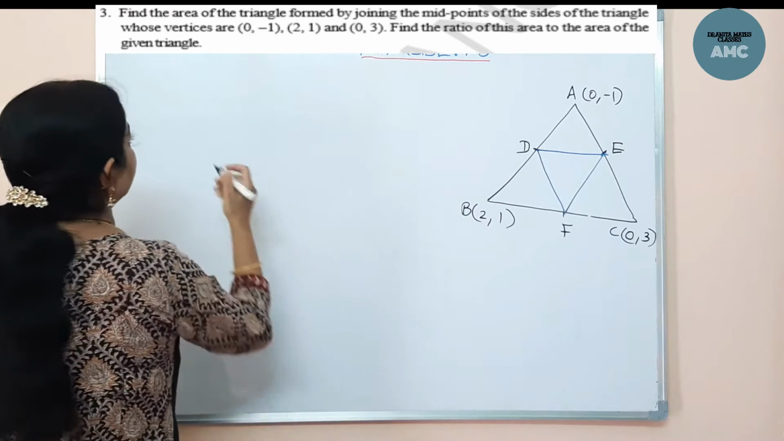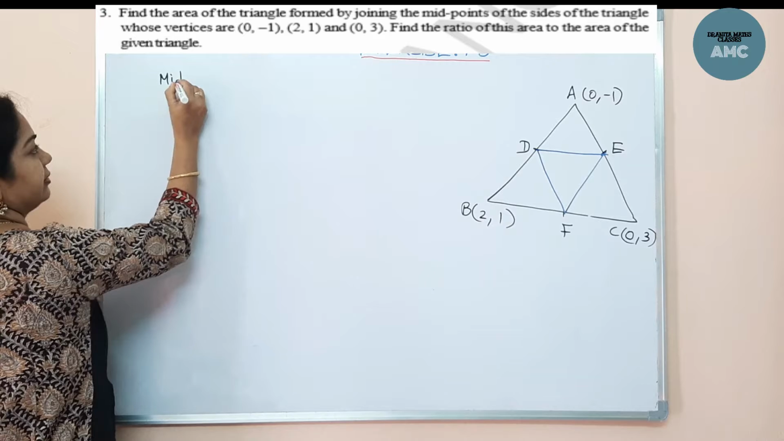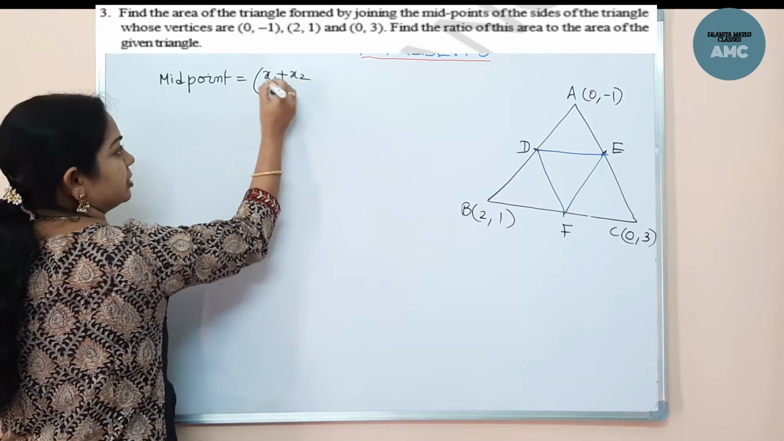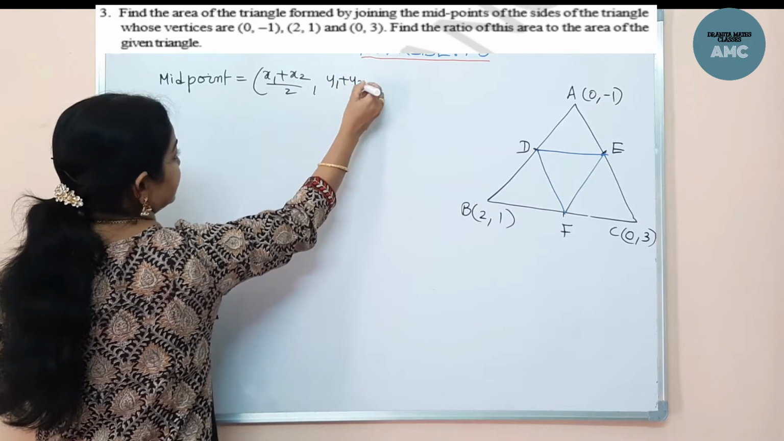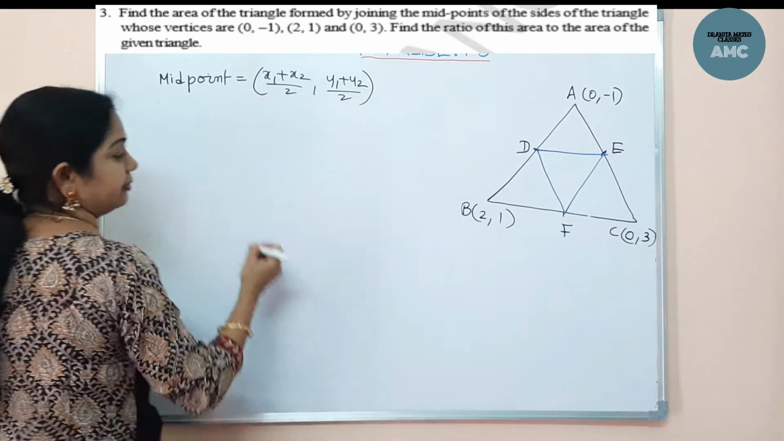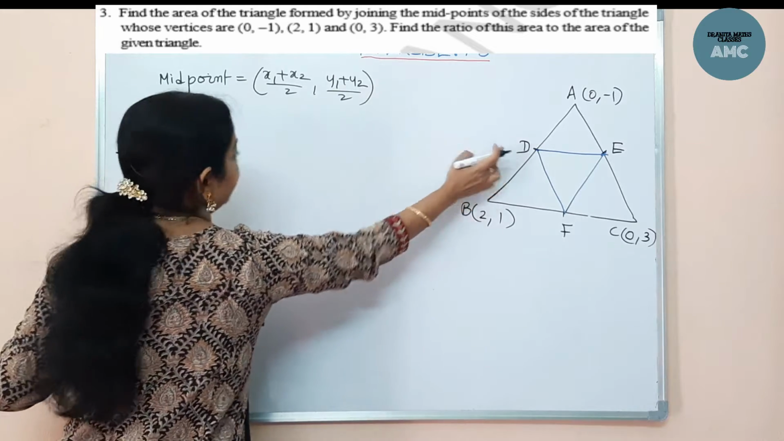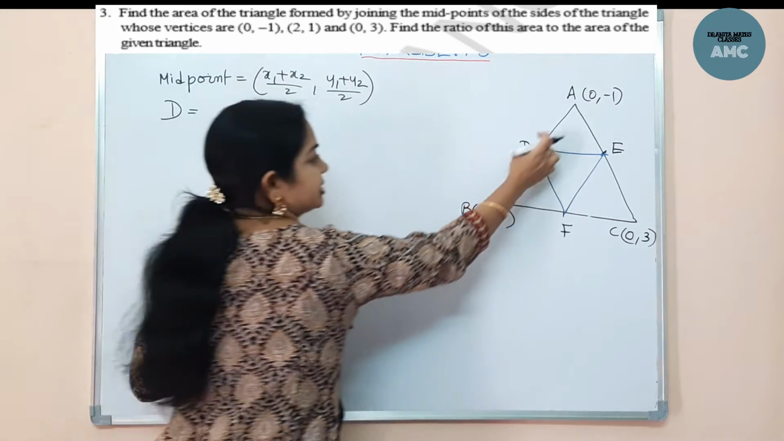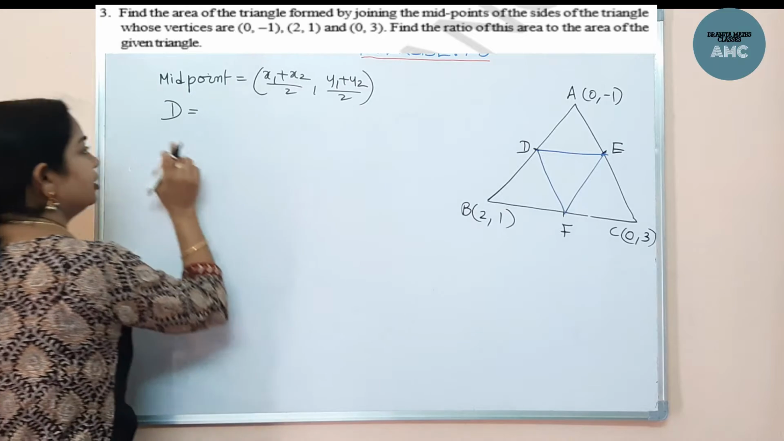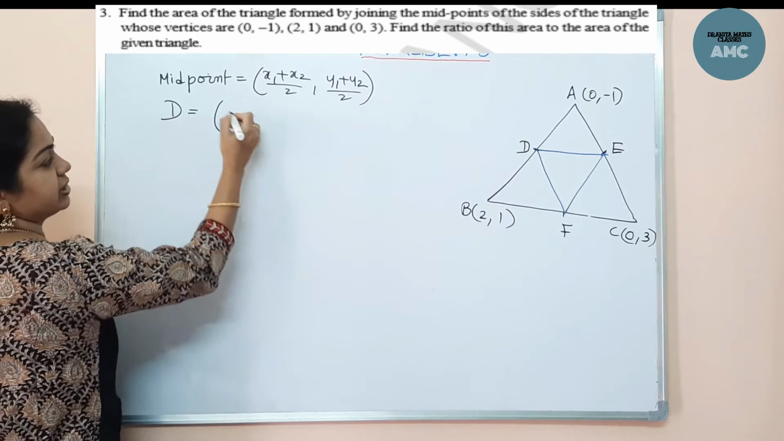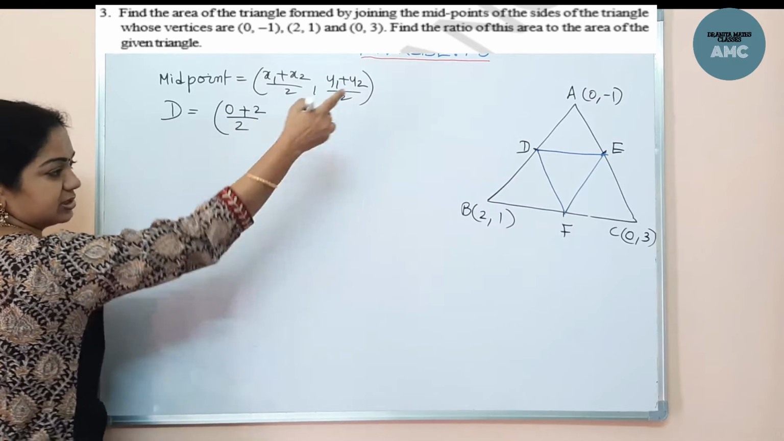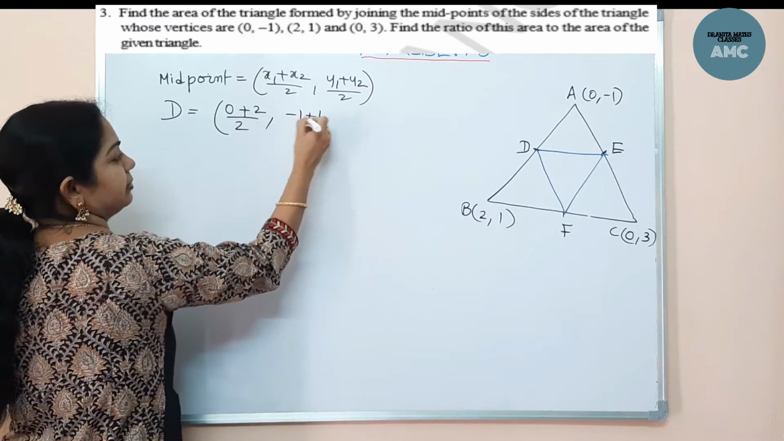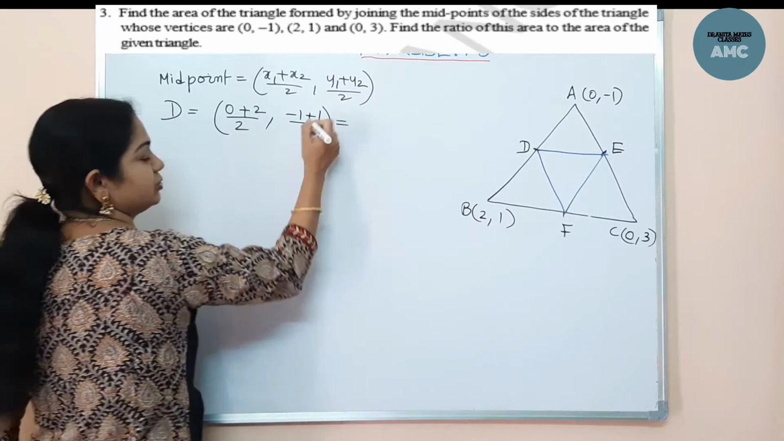Right, now let's start. We will write the midpoint formula first. Midpoint is equal to ((x1 plus x2) by 2, (y1 plus y2) by 2). This is the midpoint formula. Now, the midpoint of AB is D. The coordinates of D is the midpoint of AB, isn't it? So I am not writing AB. This A is x1, y1 and this B is x2, y2. To find D, directly I am substituting 0 plus 2 by 2 for the x coordinate. For the y coordinate, minus 1 plus 1 by 2. So D is (2 by 2, 0 by 2).